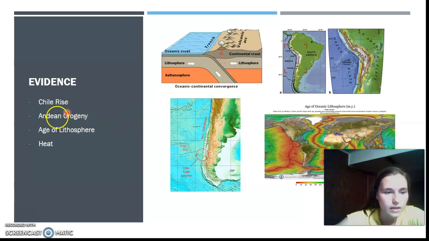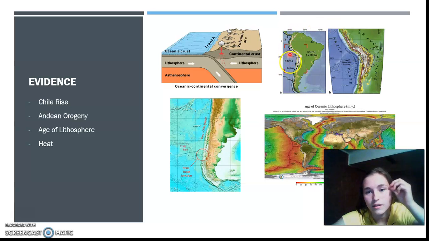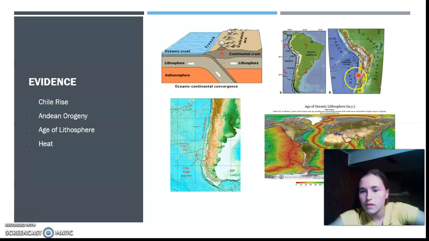And next, the Andean orogeny, that would be between the Nazca and the South American plate here, and they're going together, which makes the Andean orogeny also the Andes Mountains. This is an elevation map to show that the Andes Mountains is higher up, where the plates are meeting there in the middle.